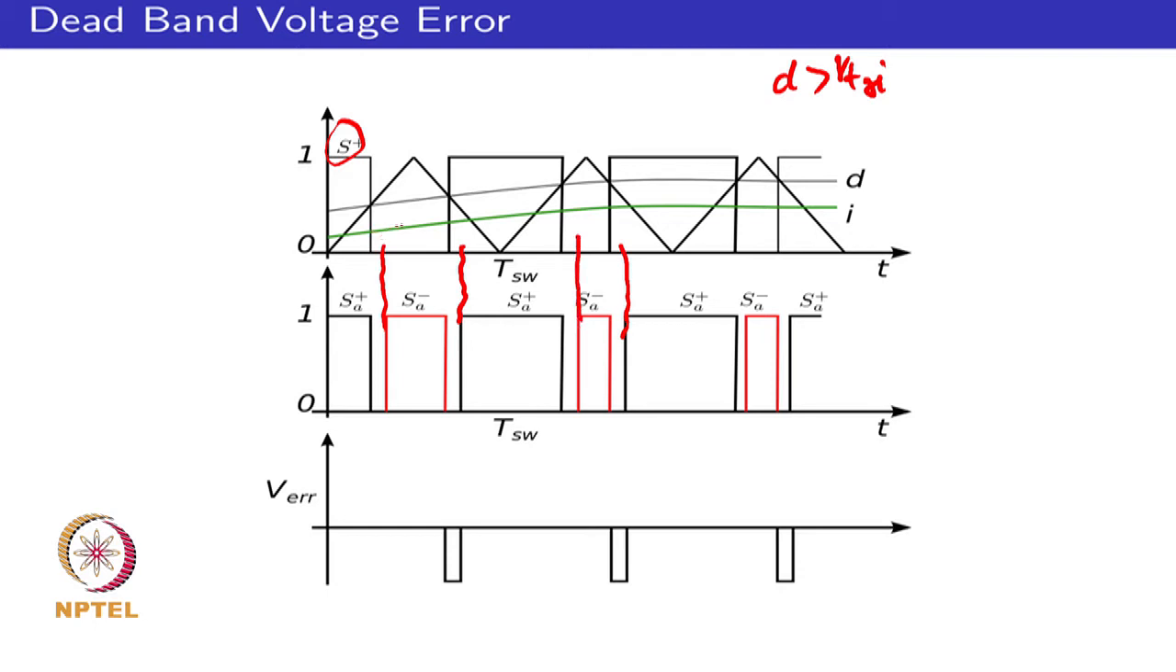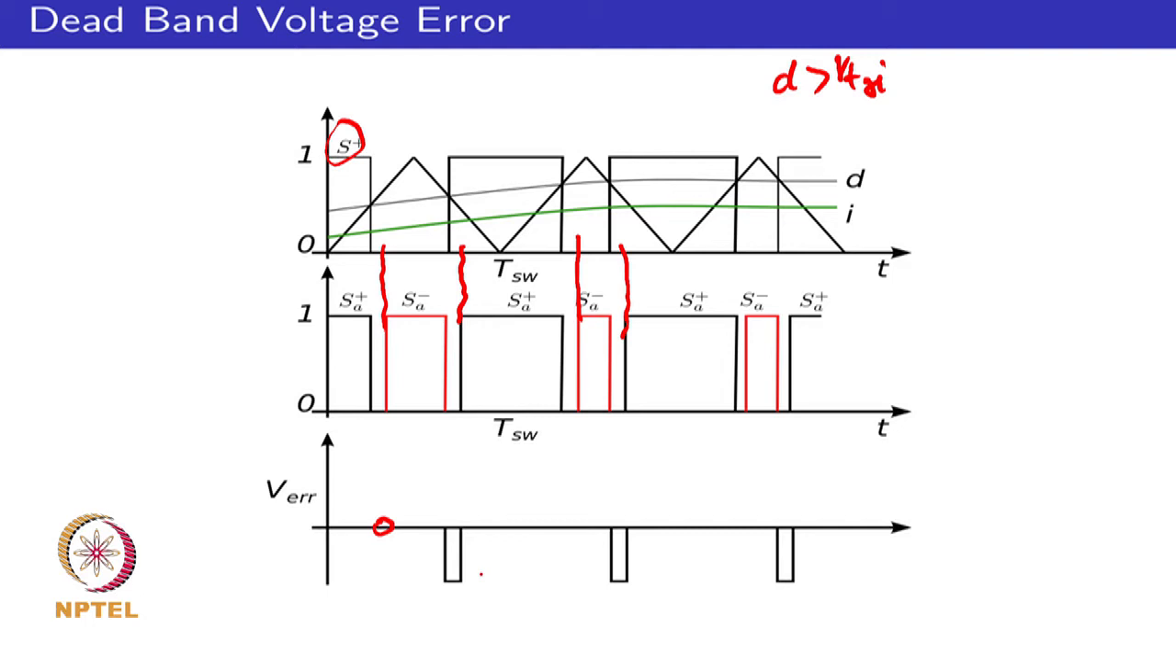Now, if your current polarity is positive, turning off S1 will automatically cause the complementary diode to turn on. So, there is no error being caused during the positive polarity current. But when you are trying to actually turn on the top switch, any delay in the turn on of this top switch will increase the amount of time for which the bottom diode is still conducting, which leads to an error in voltage.